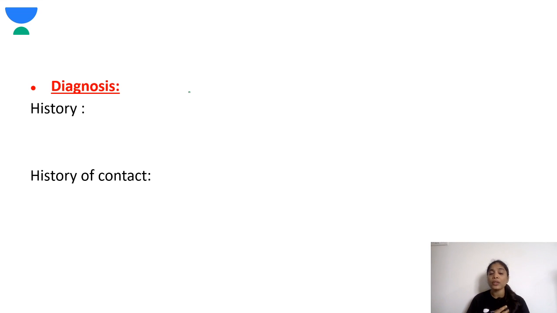So now coming to the diagnosis. The first thing is asking history. Always you need to ask history. You have to check for the clinical features. You have to get a chest X-ray, and you have to get Mantoux testing done.